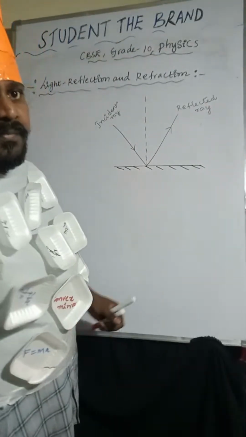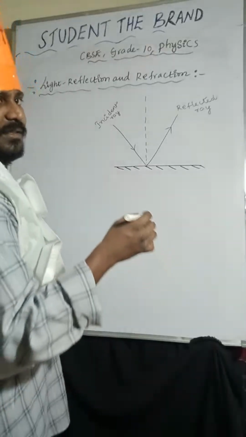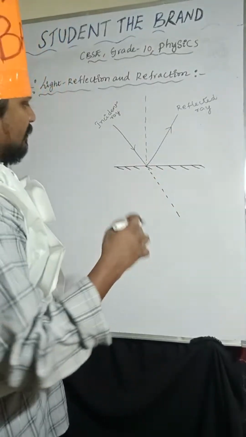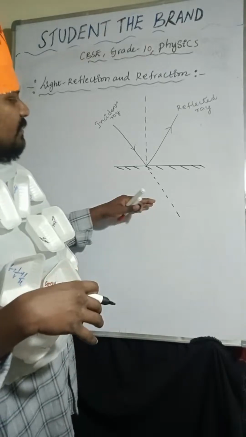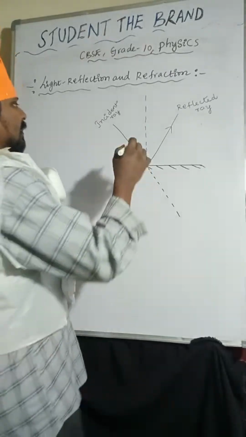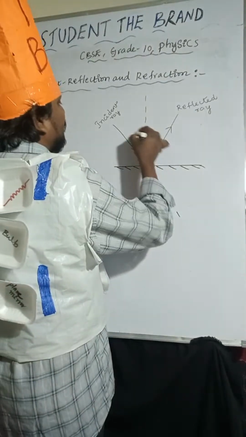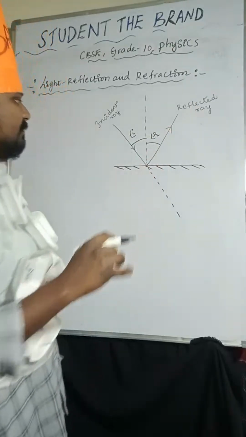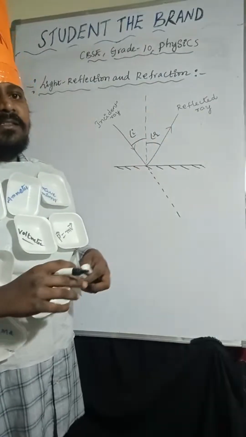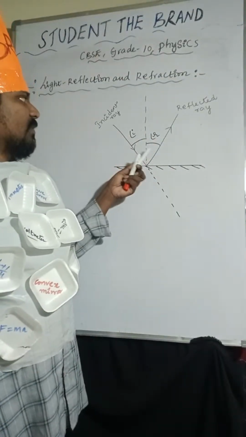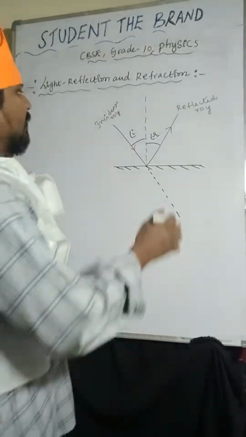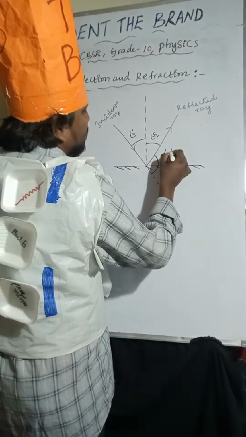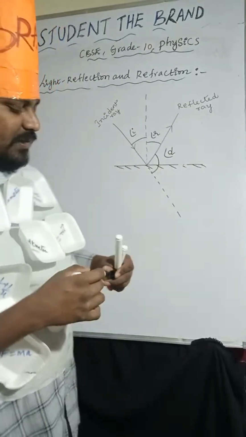Here you can observe the light ray which is the extension of the incident ray, that is called the undeviated line. The angle between the incident ray and the normal line is called the angle of incidence. The angle between the reflected ray and the normal line is called the angle of reflection. And the angle between the reflected ray and the undeviated line is called the angle of deviation.